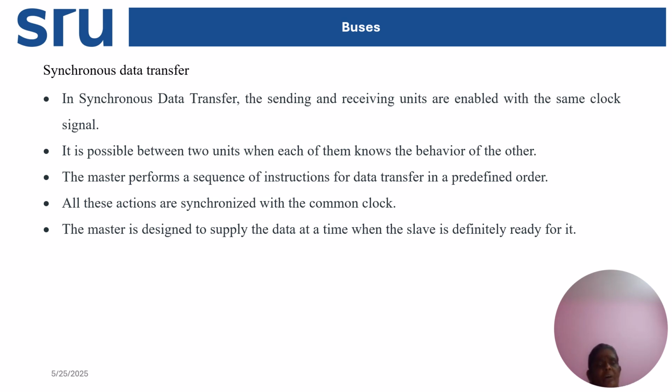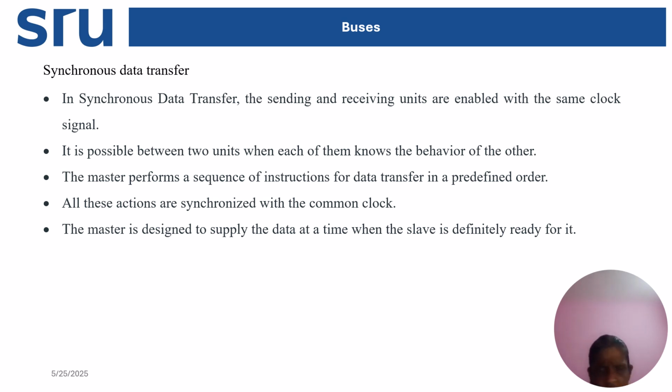And it is possible between the two units when each of them knows the behavior of the other. The sender knows the behavior of the receiver, and the receiver knows the behavior of the sender, because both are supplied with the same clock frequency. That is why each knows the other.